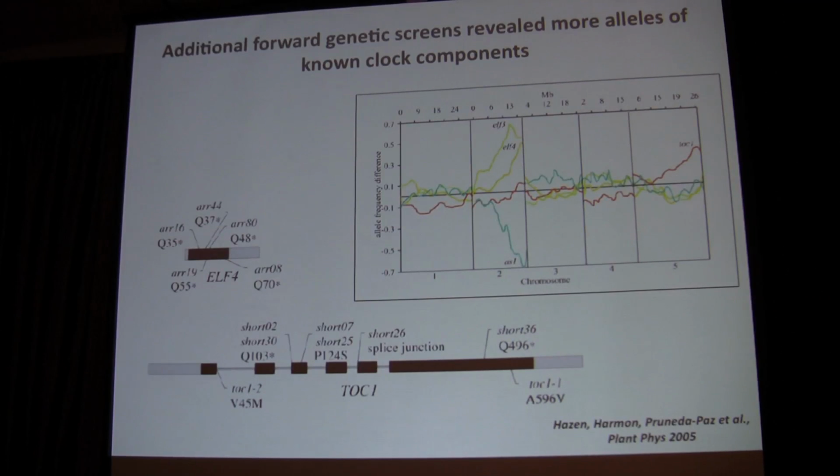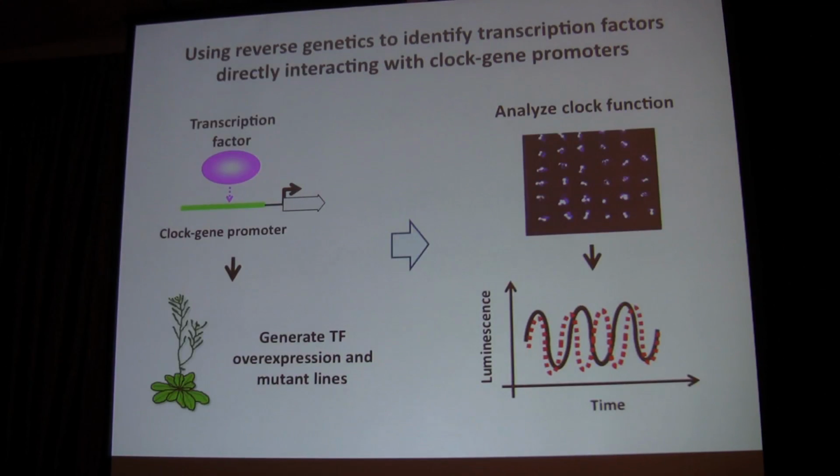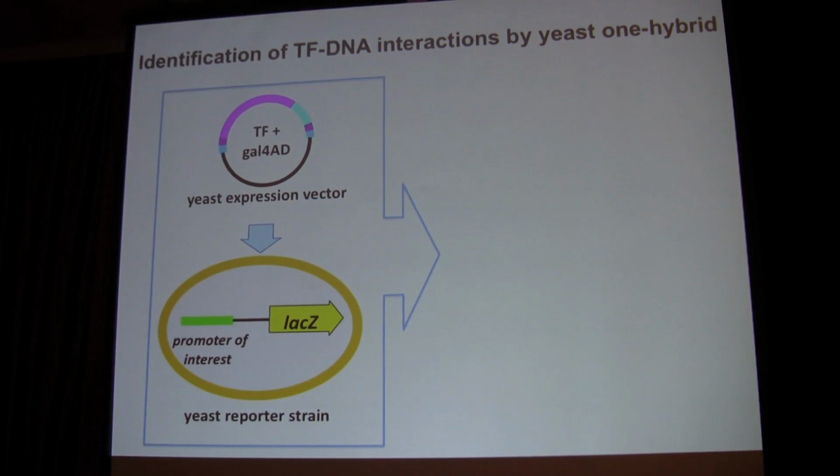So what we decided to do was to go backwards, to try to establish a reverse genetic screen to first identify transcription factors that are directly interacting with the promoters of clock genes, and then try to figure out whether those transcription factors are biologically relevant regarding the function of the circadian clock. To this end, we decided to use a very well-known method to search for DNA-protein interactions.